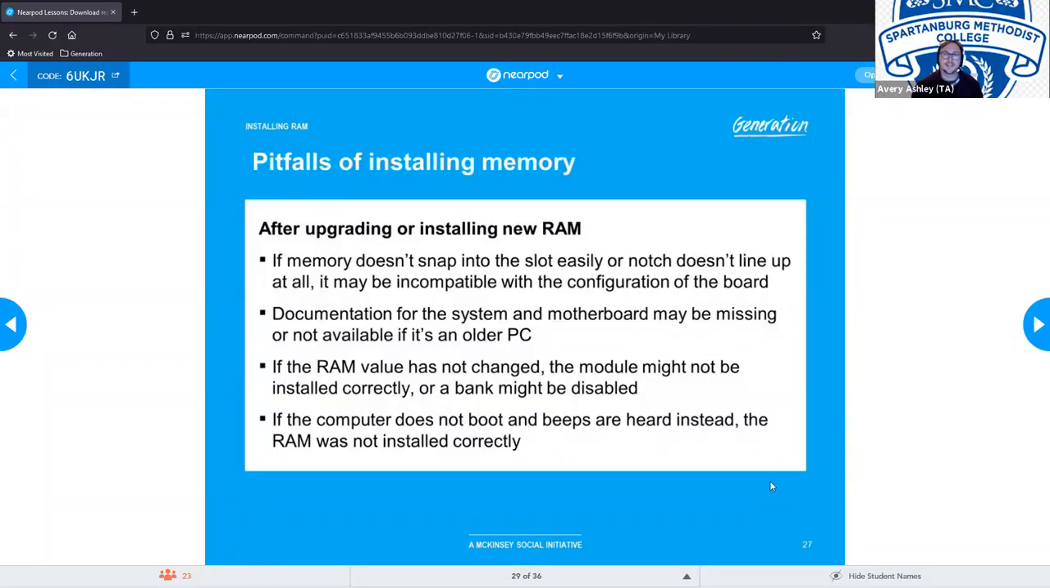That should tell you automatically that the problem is with your RAM because you only touched the RAM. So logically, that's the only thing that can really be wrong.